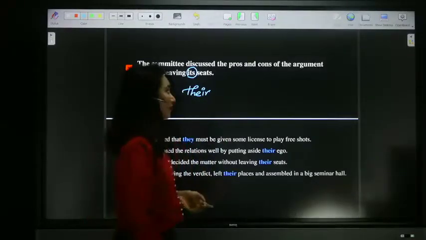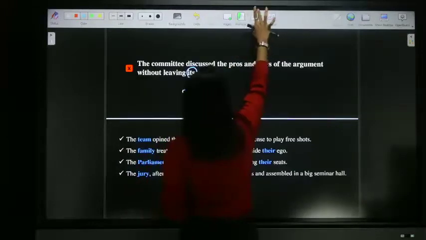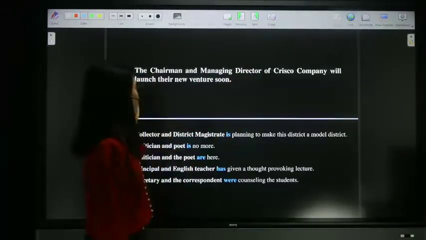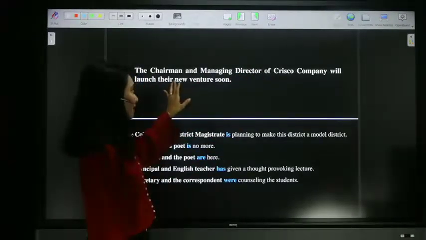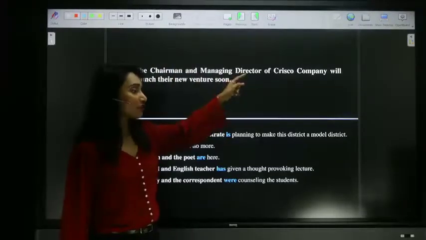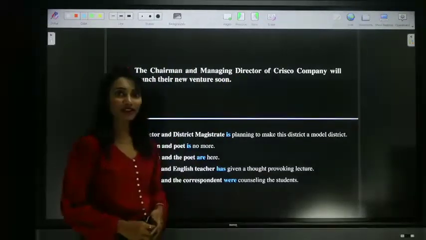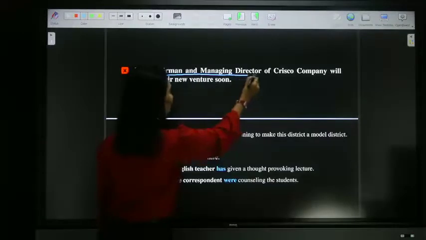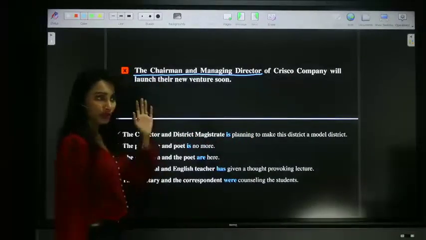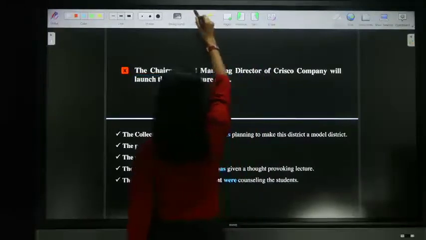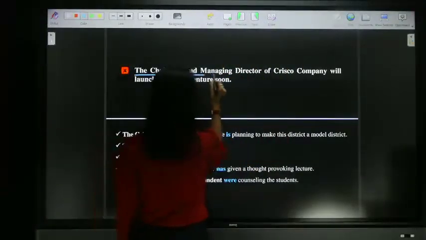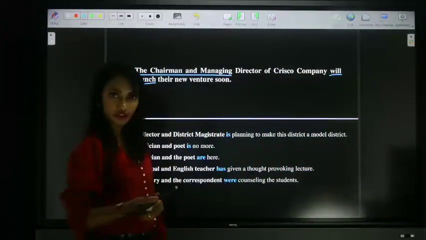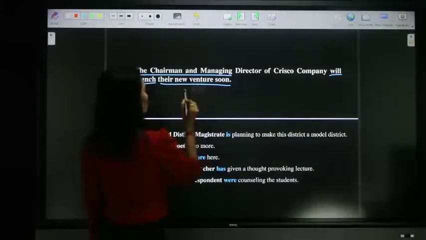Now let us see the third one. The chairman and managing director of Crisco company will launch their new venture soon. Here, what is the subject? The chairman and the managing director. What is the verb? Will launch, which is in future tense. And their new venture soon is the object.